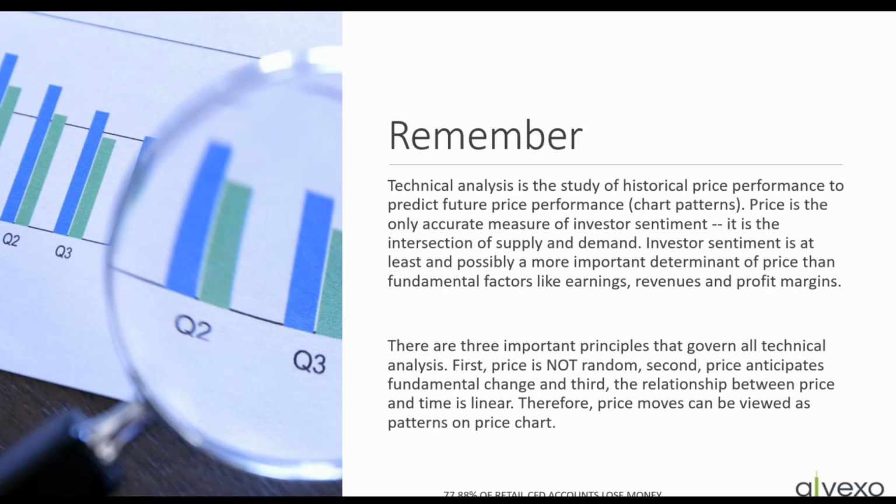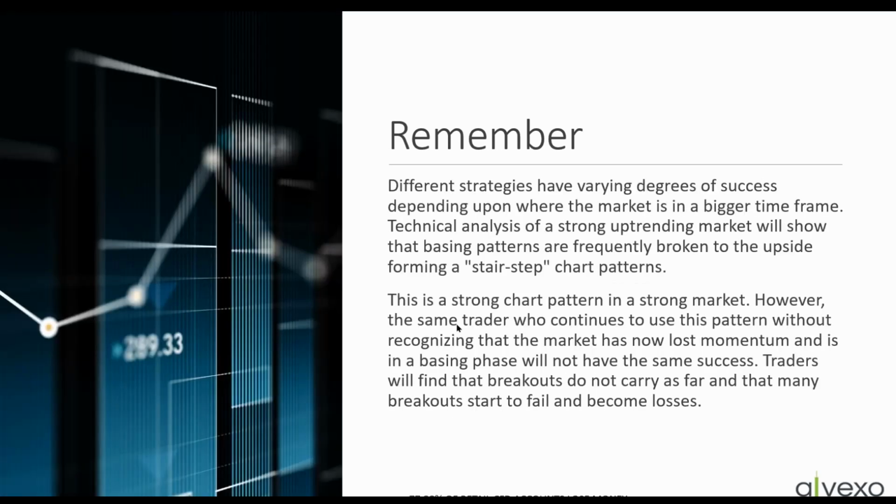There are three important principles that govern all technical analysis. First, price is not random. Second, price anticipates fundamental change. And third, the relationship between price and time is linear. Therefore, price moves can be viewed as patterns on charts. So when we're in an uptrend or a downtrend, we have a non-random market.